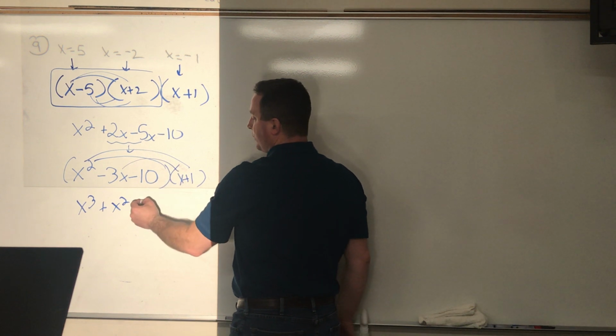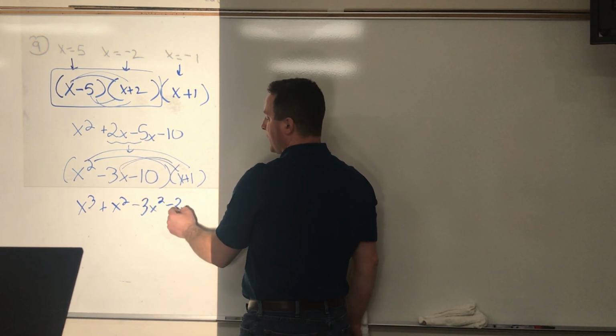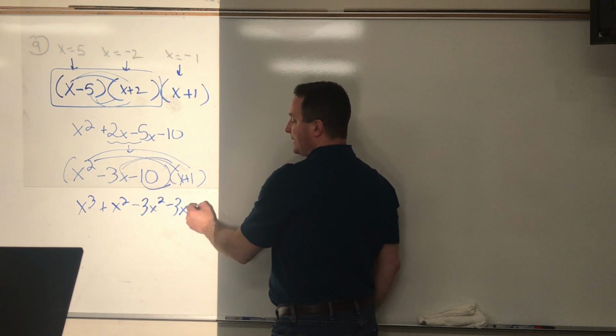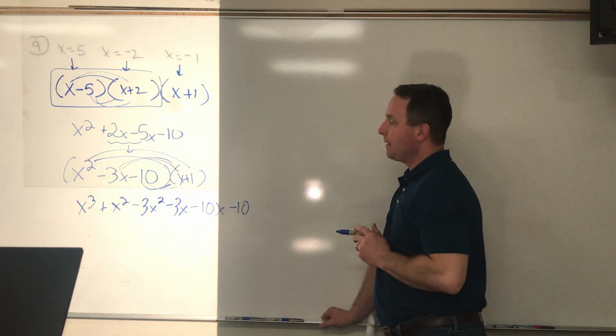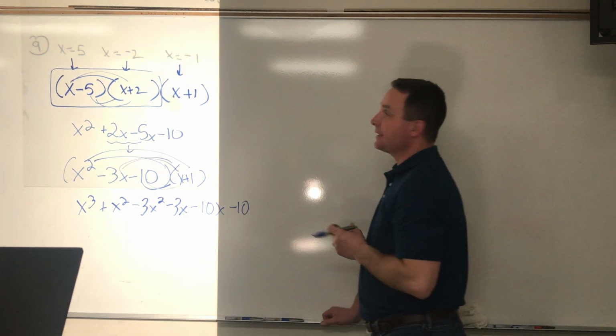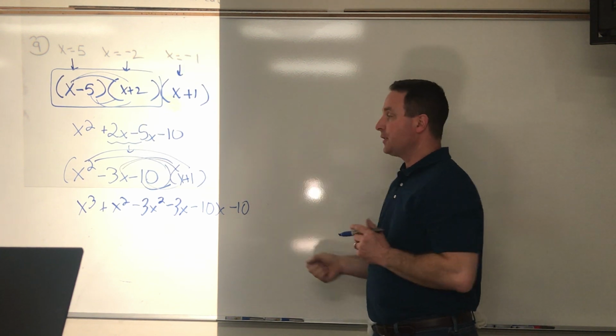Then I'm going to take the 3 through. I'm going to get negative 3x squared minus 3x. And then I'm going to take the 10 through, minus 10x minus 10. Okay, and if I combine my like terms, it says it wants it in standard form, so we know it has to go from the biggest exponent down to the smallest exponent.